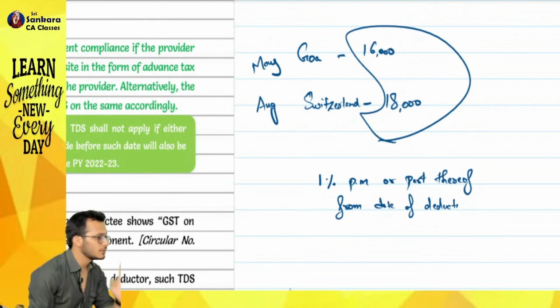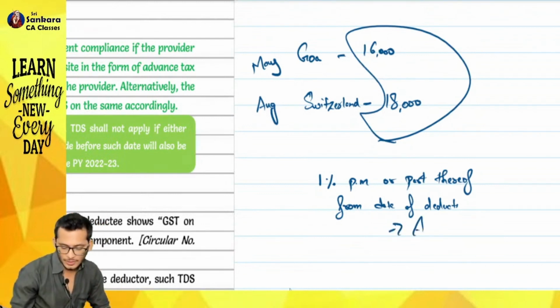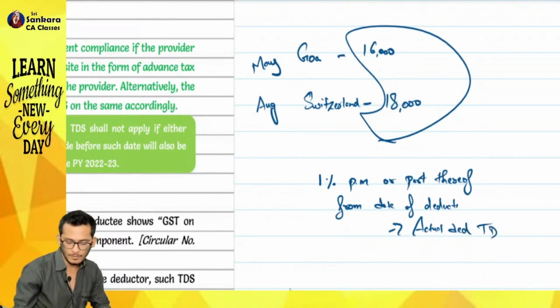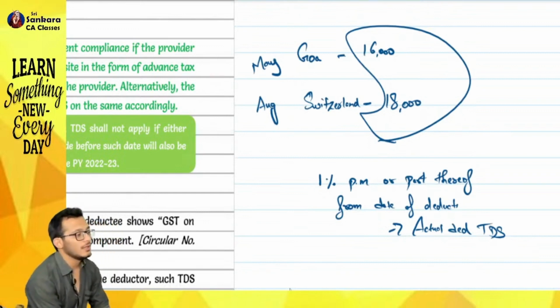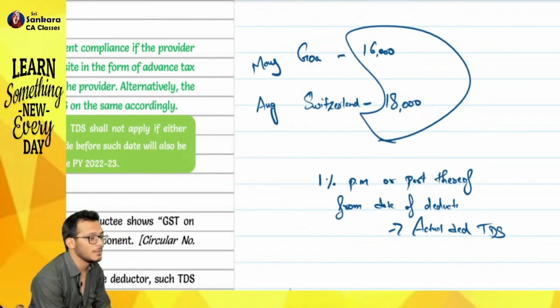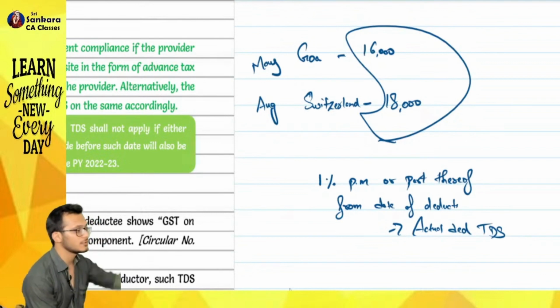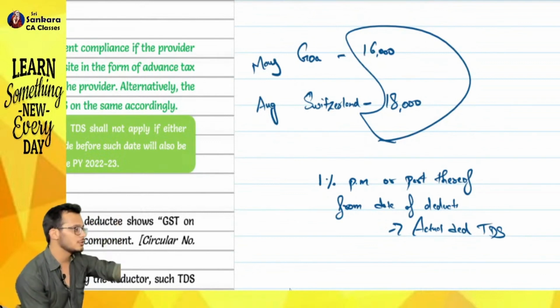You will levy interest at the rate of 1% per month or part thereof from the date on which you were supposed to deduct TDS till the date on which you actually deduct TDS.